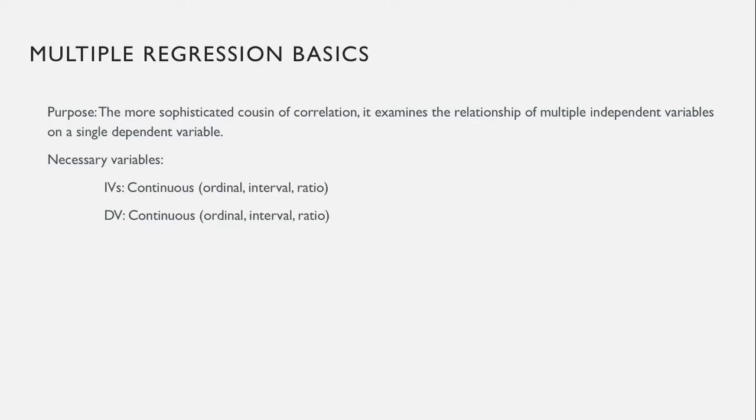Necessary variables. The independent variables and the dependent variable have to both be continuous, ordinal, interval, or ratio. And it is similar to correlation in that it is interested in how things move up and down with each other significantly.